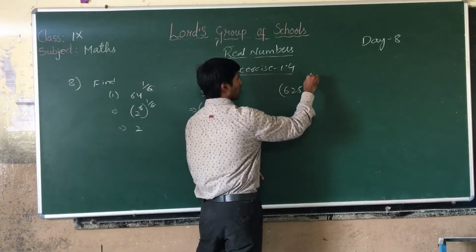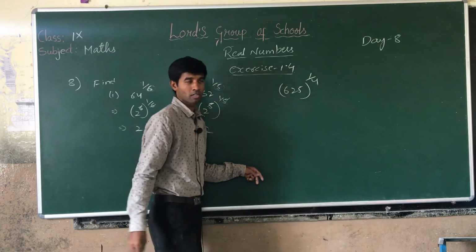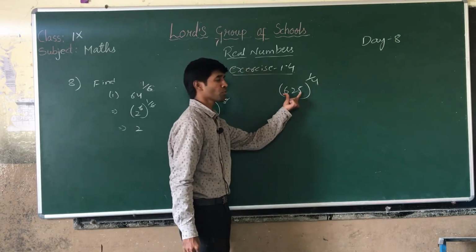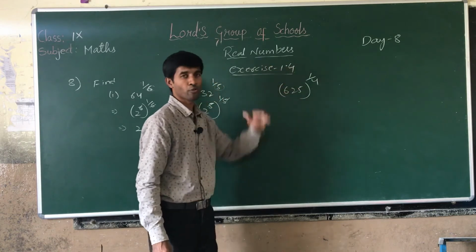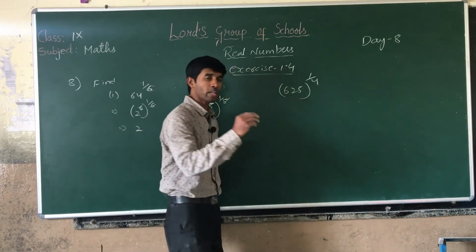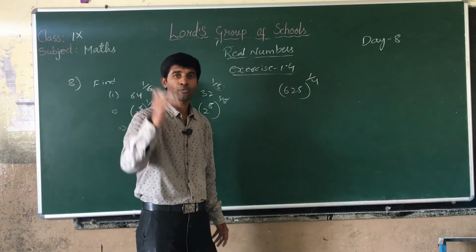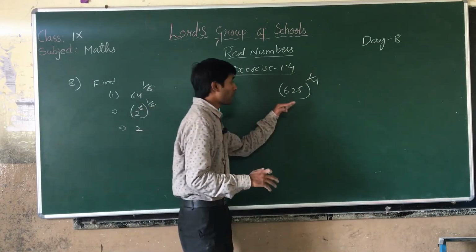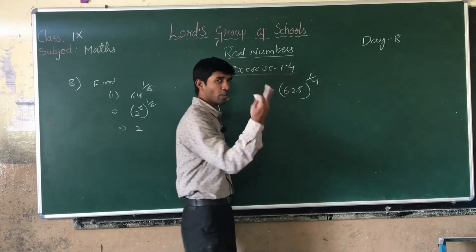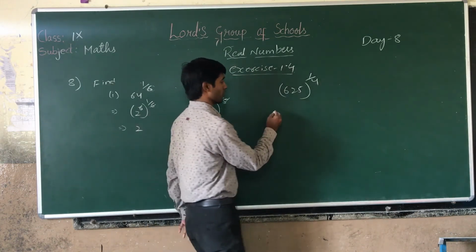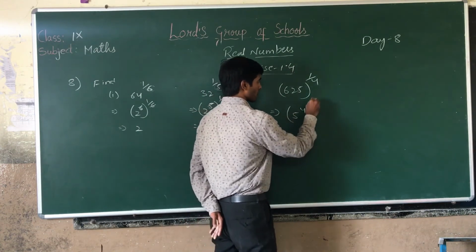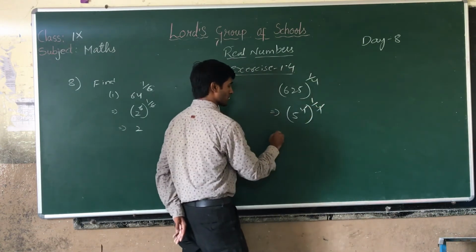625 power 1 by 4. Here we have 4. Now 625 should be written as something power 4. Otherwise we can do it in another method also. 625 can be written as 5 power 4, or else 25 square also we can write. But if you write 25 square, further you need to solve it like this. See here, if you write 5 power 4, power 1 by 4, 4 and 4 get cancelled, and the answer will become 5.